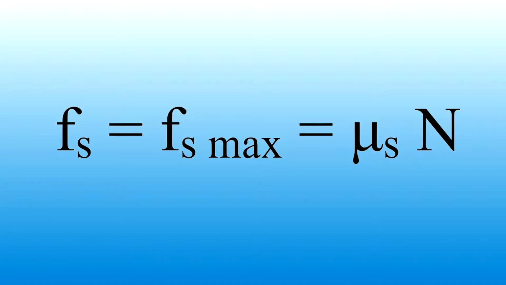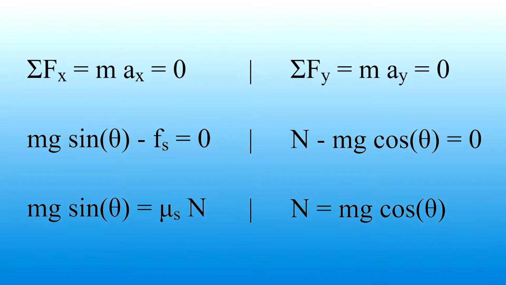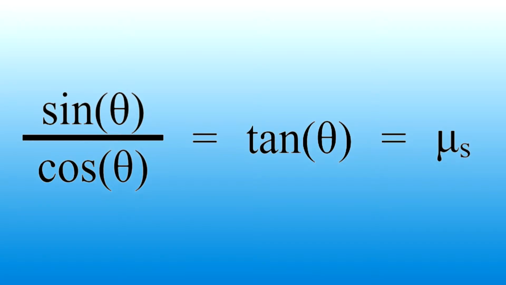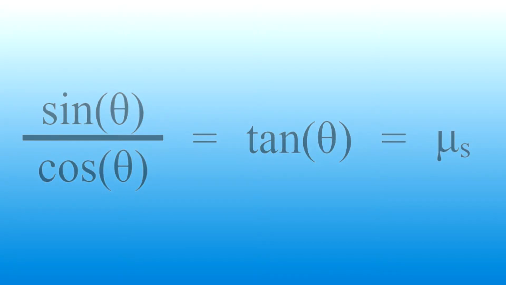Split the force of gravity into x and y components, with x down the slope and y perpendicular to the slope. Apply Newton's second law twice. Substitute the second expression into the first. The factors of mg cancel. Rearranging gives: the coefficient of static friction is equal to the tangent of the angle at which the block slides off the ramp.